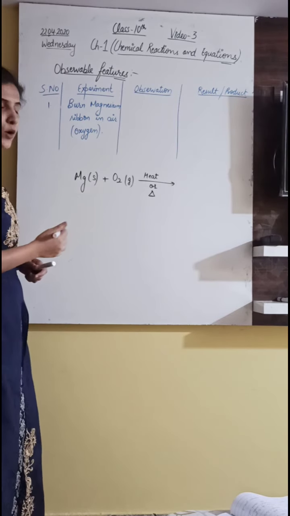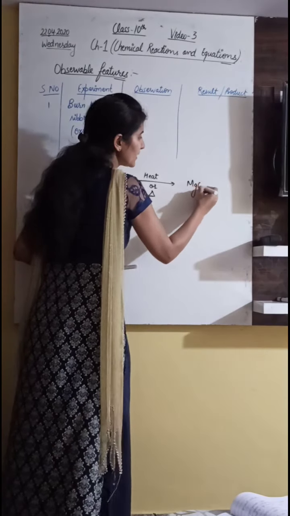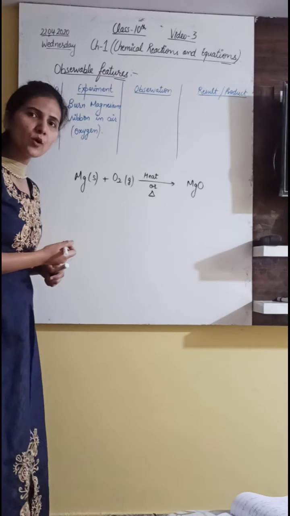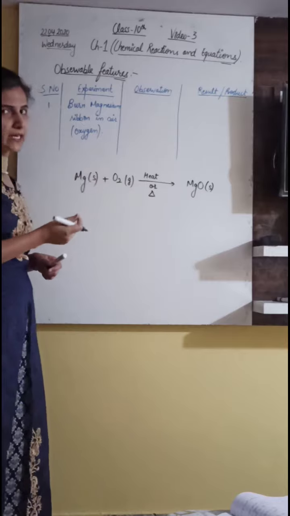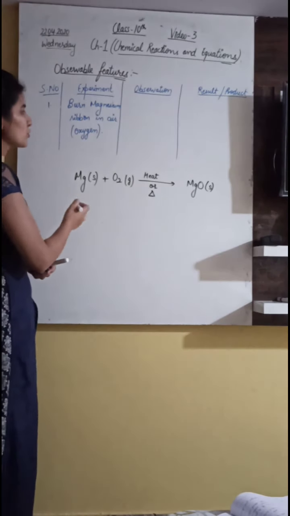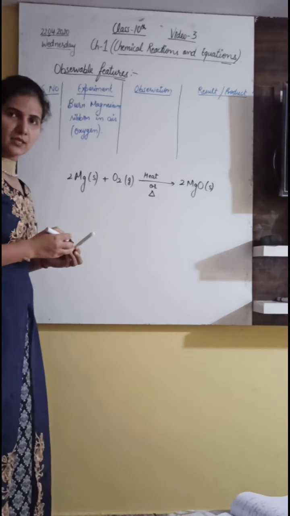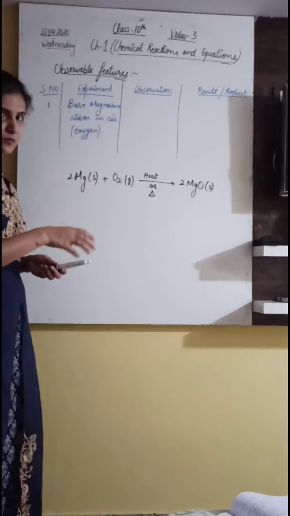So yes, now what will happen? I know the chemical equation, so I am writing it here. You will come to know after this experiment. Then magnesium oxide, a white colored powder, will be formed. Powder means it is solid in nature. So we will first balance the chemical equation. Now it is balanced. I will show you this experiment just after this equation.